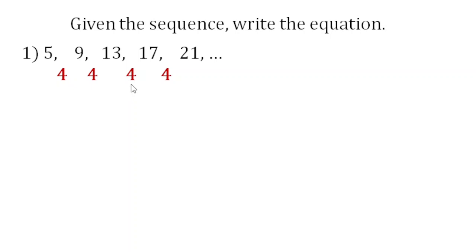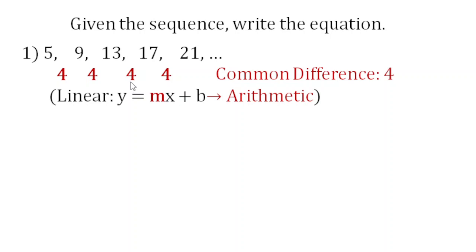So this means we have a common difference. So if we have a common difference, we call the sequence linear, which is in the form y equals mx plus b, or we call it arithmetic.